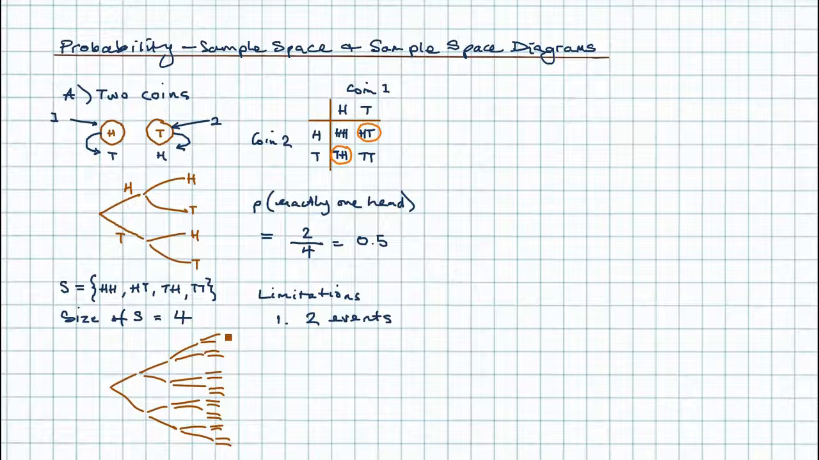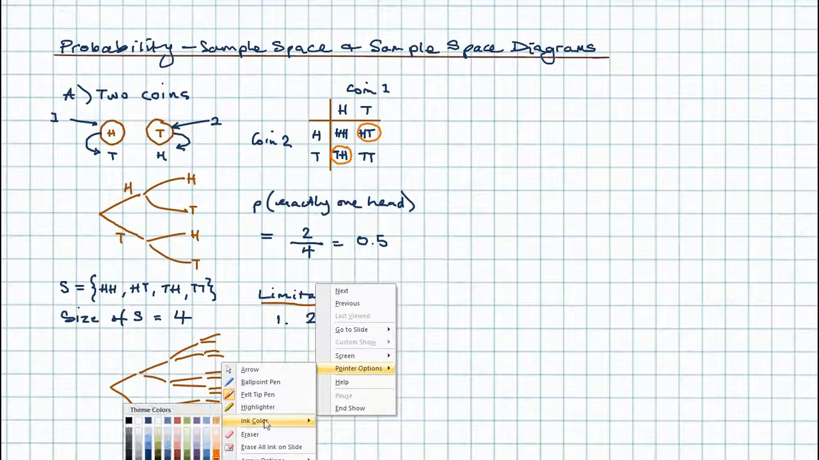Now this diagram, our tree diagram, has been able to show us the size of the sample space, all the possible outcomes here, but certainly we couldn't draw a 4-dimensional sample space diagram. So we really are limited to describing, if we want to use a sample space diagram, just 2 events.